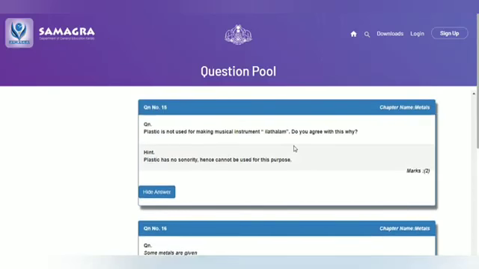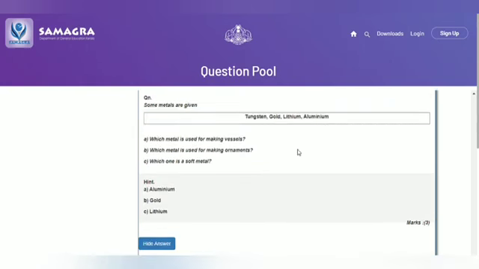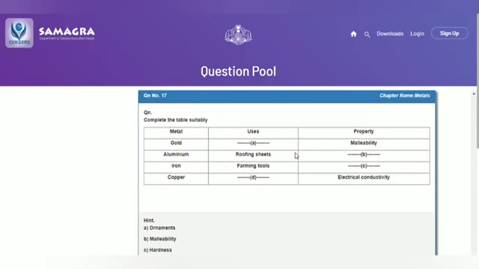Question number 15. Plastic is not used for making musical instruments. Do you agree with this? Why? Plastic has no sonority and cannot be used for this purpose. Some metals are given. Which metal is used for making vessels? Aluminium. Which metal is used for making ornaments? Gold. Which one is a soft metal? Lithium.